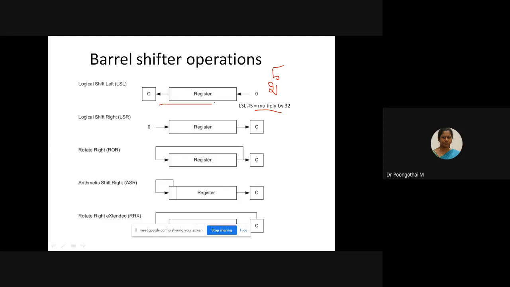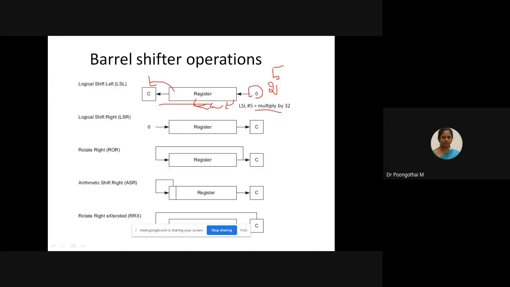Here the bits of the operand are shifted left by the specified number of bits, which means zeros are inserted into the rightmost end of the word and the last bit is removed from the leftmost end and placed in carry.